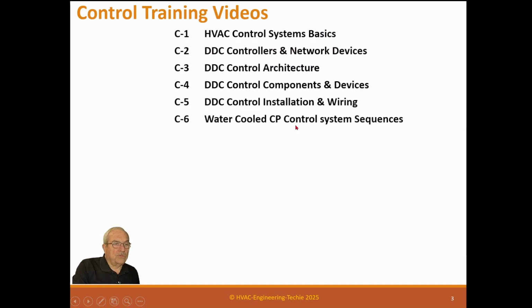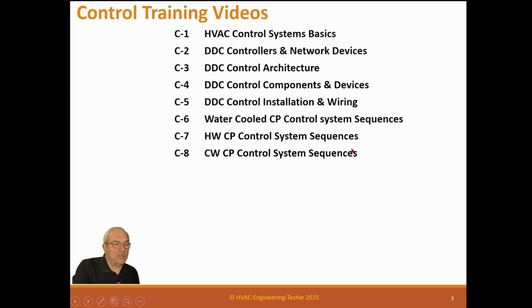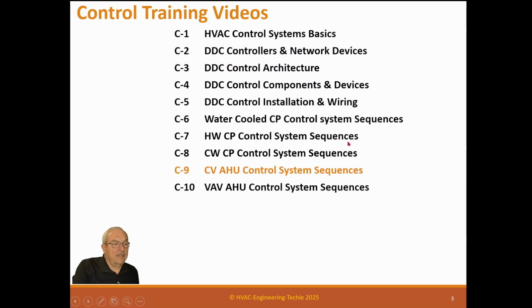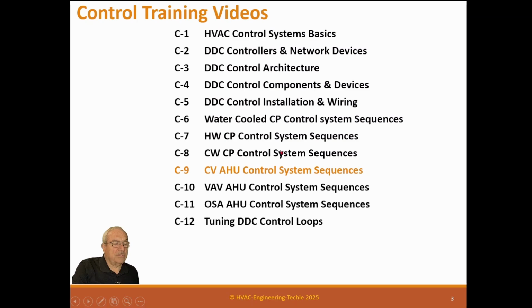C6 is water cooled central plant control system sequences. C7 is hot water central plant control sequences. C8 is chilled water control system sequences. And this is C9, which is constant volume air handler control system sequences. C10 is VAV air handler control system sequences. C11 is outside air handler unit system sequences.